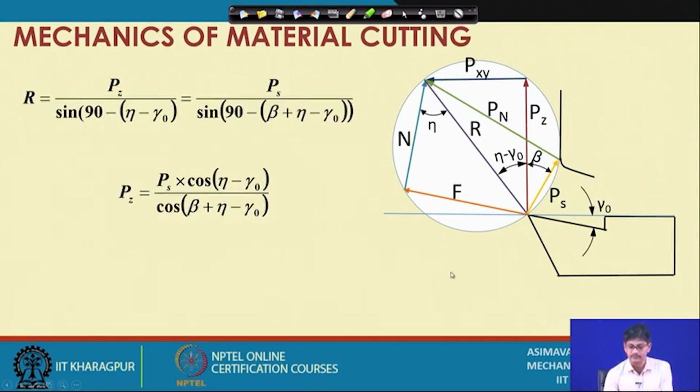First of all, we can establish a relationship between the resultant and some of these components in this manner. We can say the resultant force multiplied by cos(eta minus gamma 0) is equal to Pz. Okay. So how do we establish that? Let's see. This is eta minus gamma O, and we are writing.